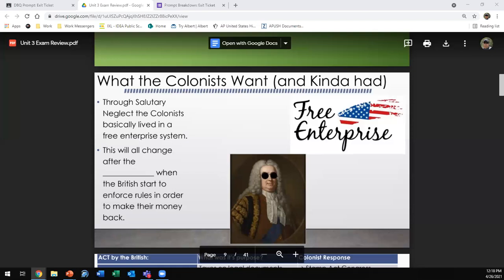But when they get into a massive war debt from the 7 years war, they begin to enforce the laws that they already did. These aren't new laws. Some of the taxes are, but they're enforcing old laws. They're just actually enforcing them now. Salutary neglect is over.